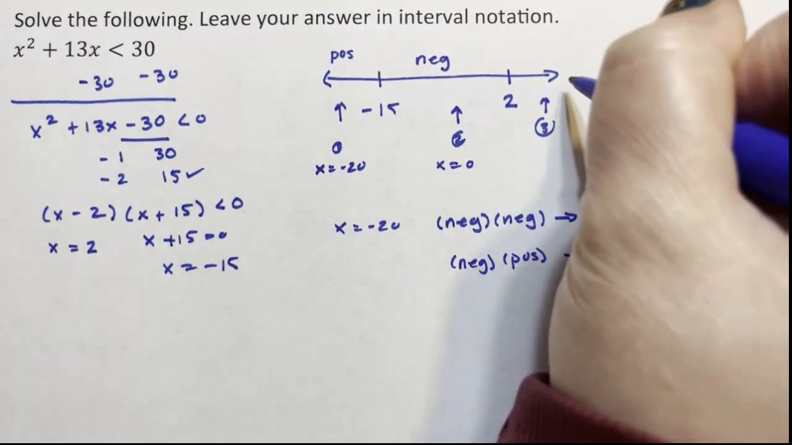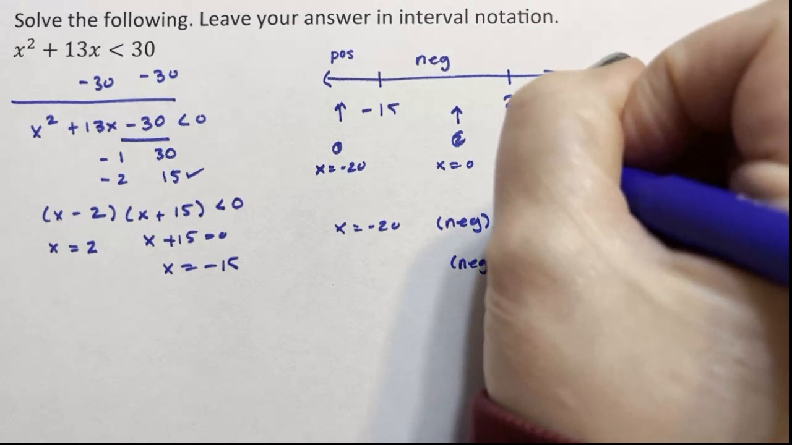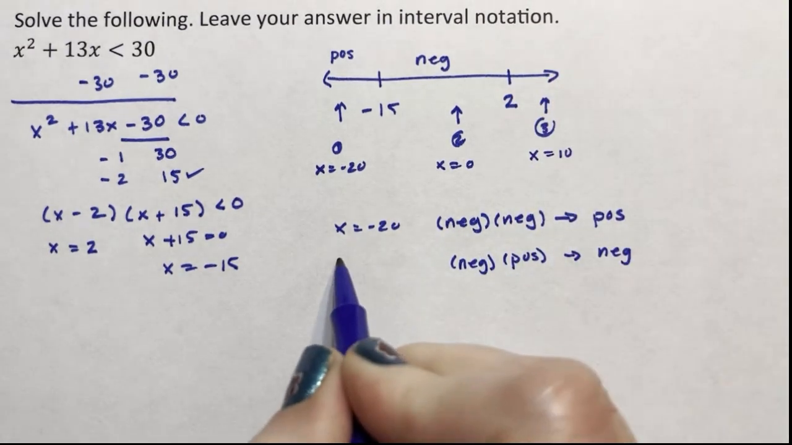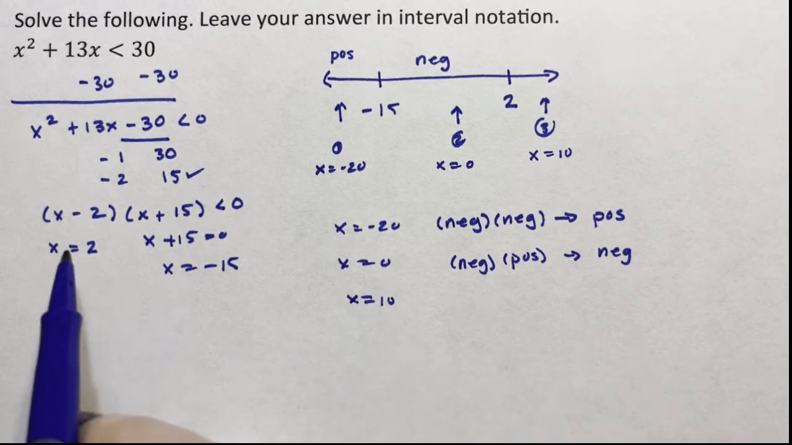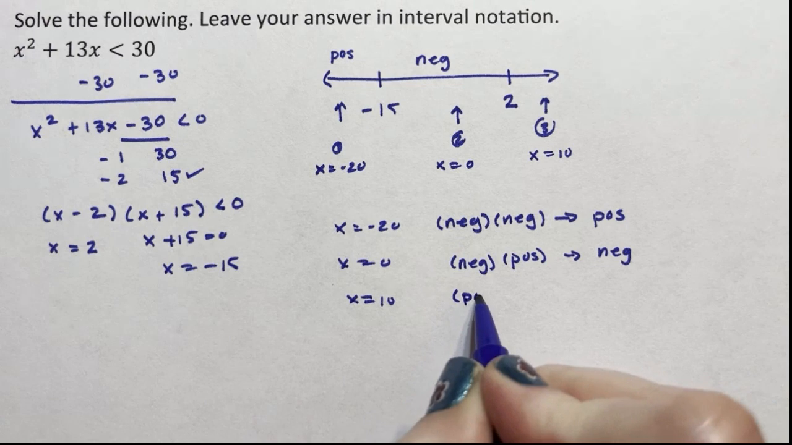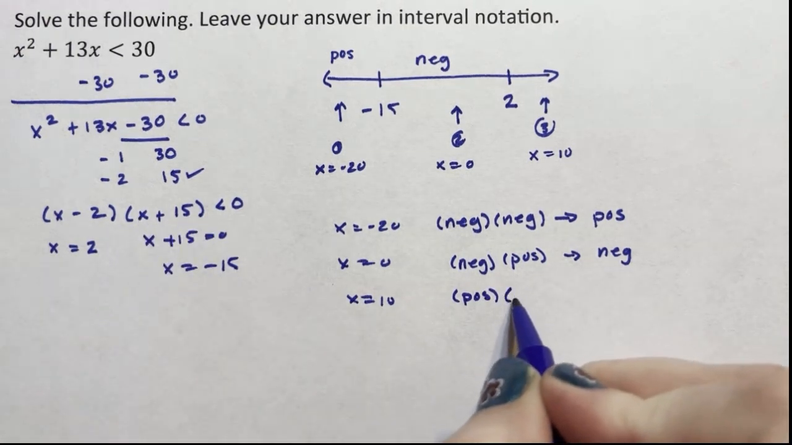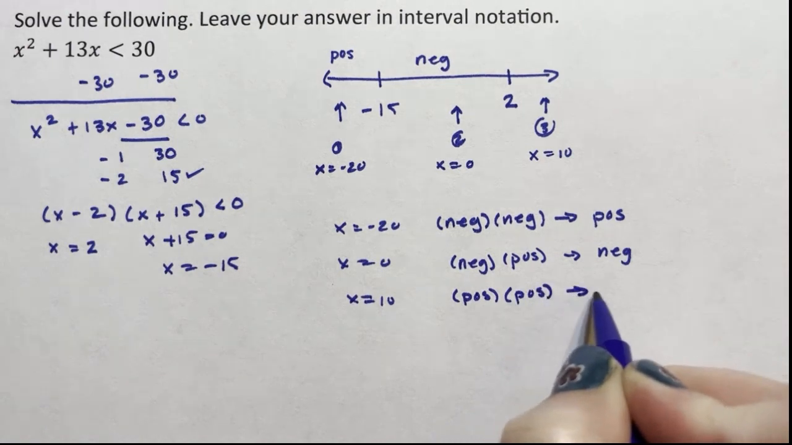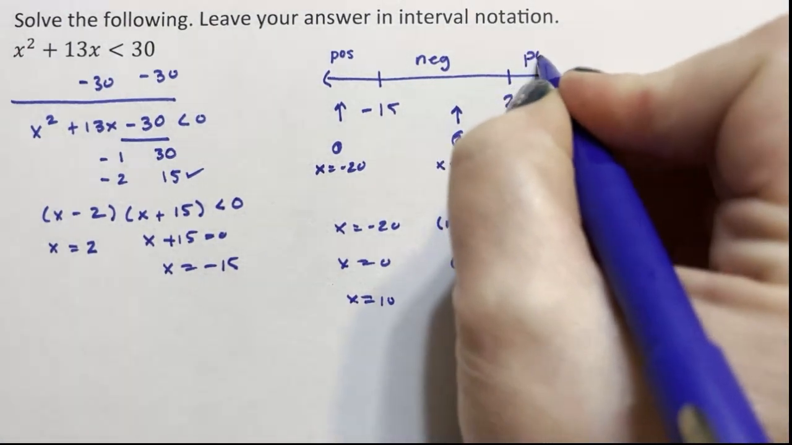Now I'm going to take a number on this interval. I can take anything greater than 2, so let's take something like x equals 10. If I take x equals 10, 10 minus 2 is positive. 10 plus 15 is also positive. A positive times a positive is positive, which means everything in this interval is going to be positive.